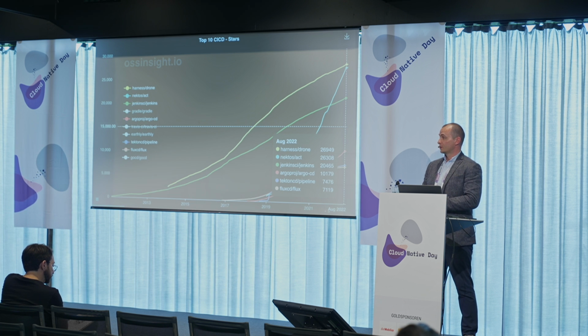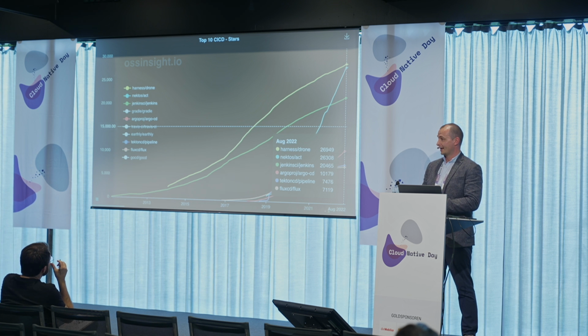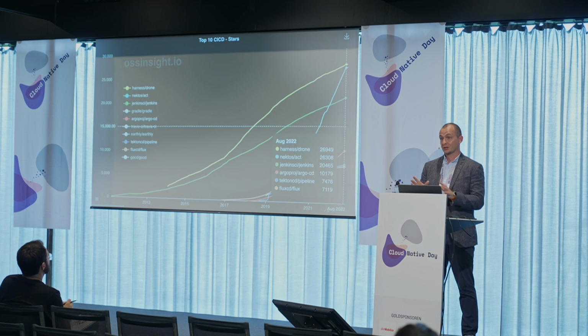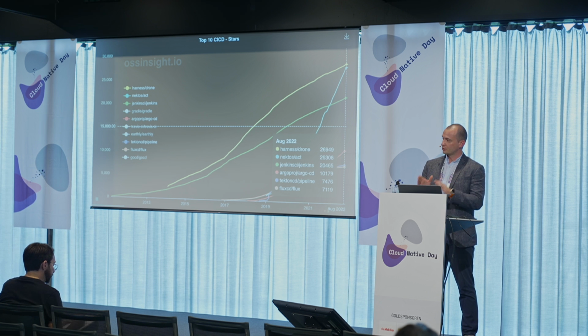This is August 2022. This was when I last checked it. And Nectos Act, again, is not a CI/CD system. It just enables people to run their GitHub Actions locally. It's on the trajectory to becoming the most popular CI/CD system on GitHub, based on the number of stars. There's just Drone ahead of it. You can see the curve. It's very sharp. I would not be surprised if by the end of this year, Nectos Act would be the most popular CI/CD system.